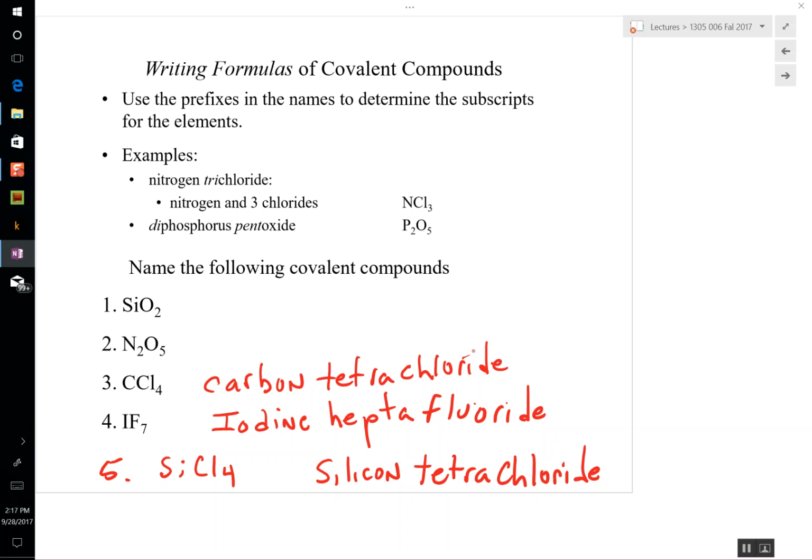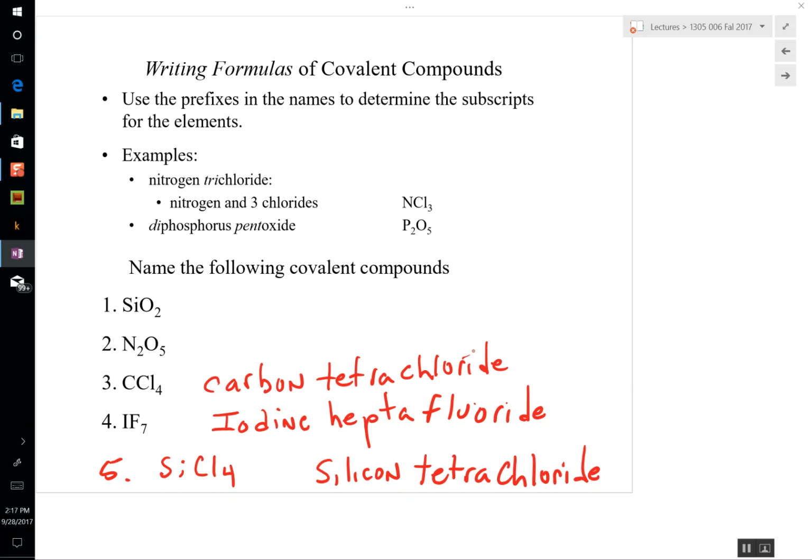This is not soluble in water, very dense. If you drop that into water, it would drop to the bottom. Where gasoline floats on top of water, carbon tetrachloride will sink to the bottom of water. It's an organic compound, a carbon-based compound.